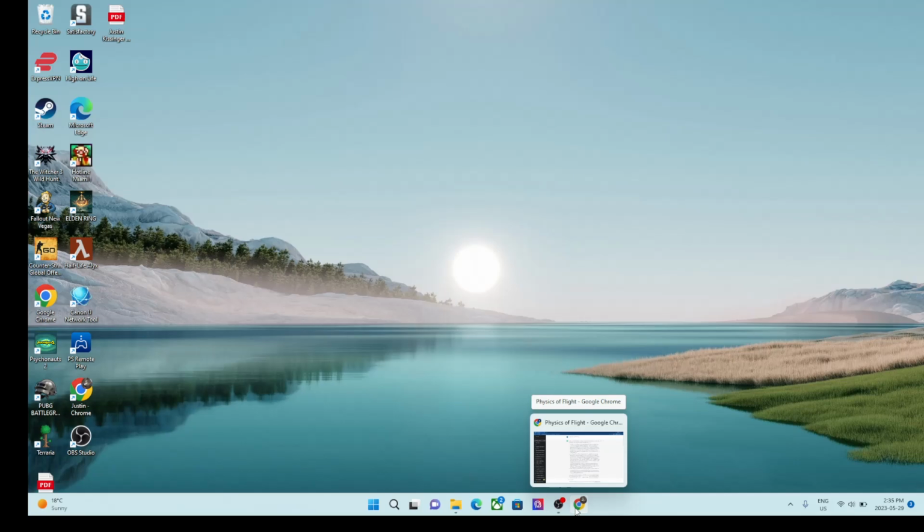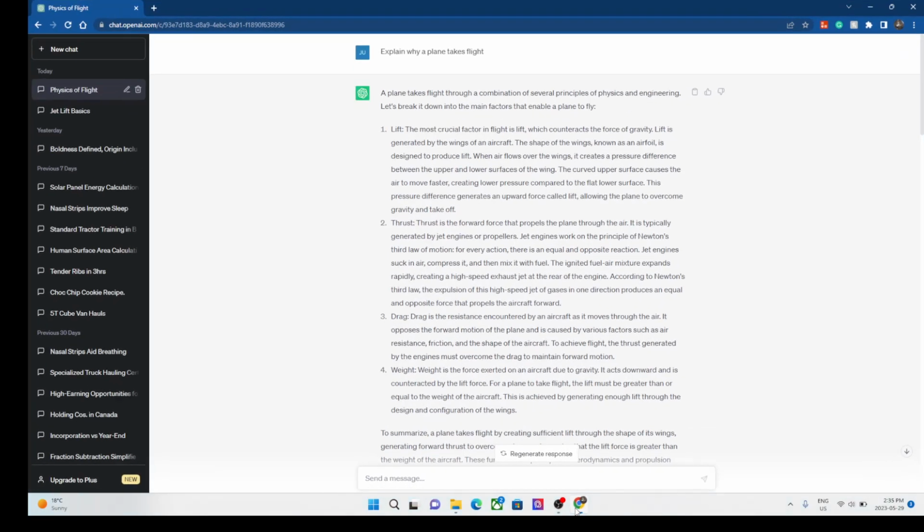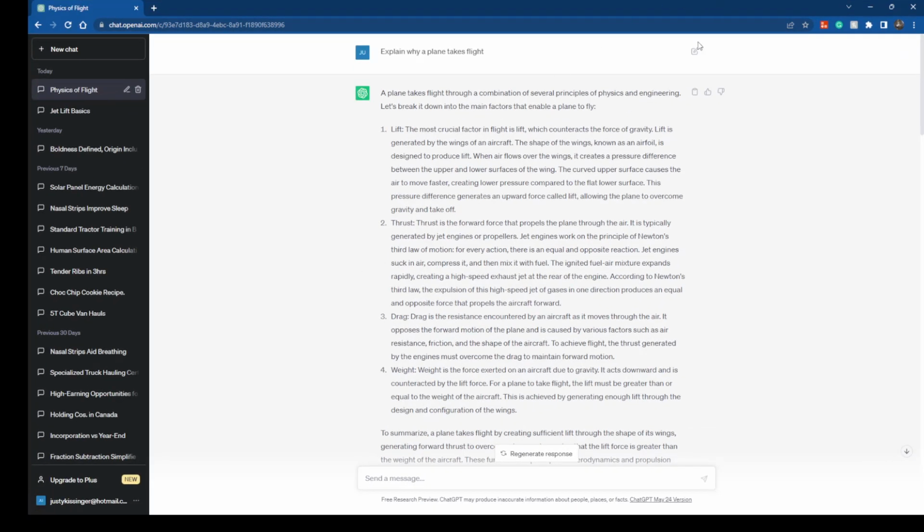Hey guys, this is going to be a tutorial on how to learn anything you want with ChatGPT. It's basically built on the idea that you are capable of learning anything, provided that you provide a simplistic enough groundwork for the subject that you want to learn. So here is the example that I'm going to use, and that is why things fly.